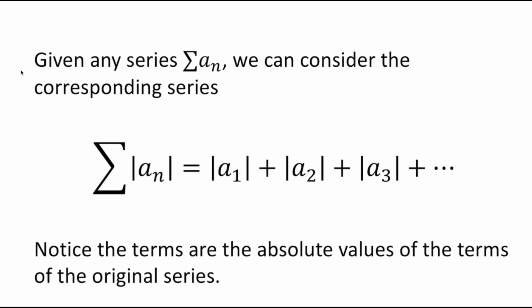Absolute and conditional convergence. Before jumping right into it, let's lay some foundation. Given any series, the sum of a sub n, we can consider the corresponding series, the sum of the absolute value of a sub n, which is the absolute value of a sub 1 plus the absolute value of a sub 2 plus the absolute value of a sub 3, and so on. Notice the terms are the absolute values of the terms of the original series. So basically, we're taking each term and making it positive.